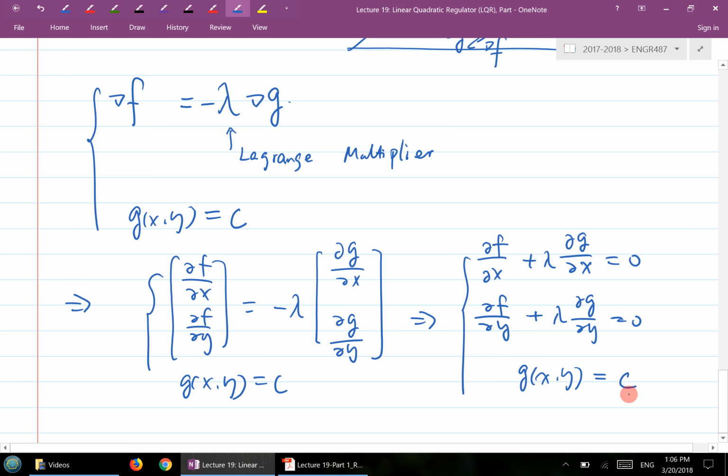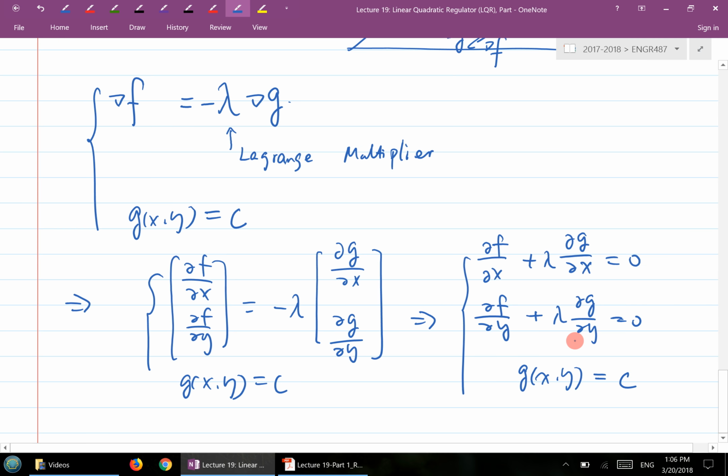Three equations. You can solve for the three variables, and you end up with basically the critical points, the critical solution for x and y, and you'll also get the solution for lambda from here. That makes sense? That's basically the essential idea for a constrained optimization problem.